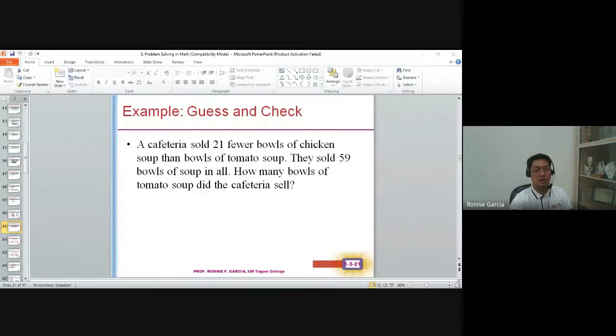So meaning naa yun na halin. Then ang total is 59. So sa 59 ka buok nga nahalin, pila dito ang tomato soup. Take note, ang tomato soup, mas daghan siya ha, kay 21 fewer bowls daw ang chicken soup. So mas daghan si tomato soup. Pila ka ha.